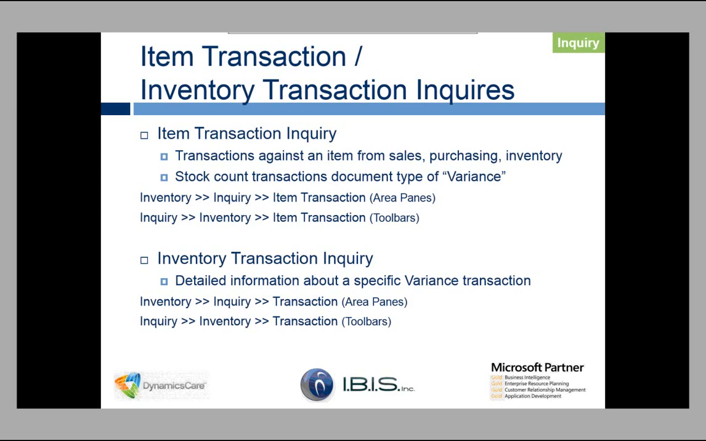The stock count transaction document with a type of variance. The inventory transaction inquiry is going to show specific variance transactions. So one particular cycle count can show all the different items that were affected.